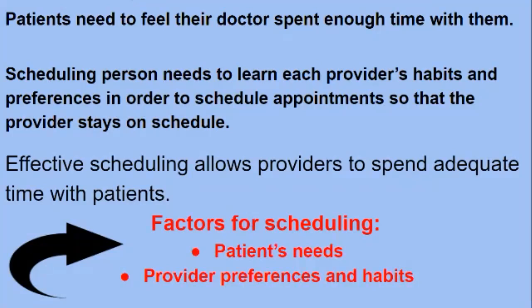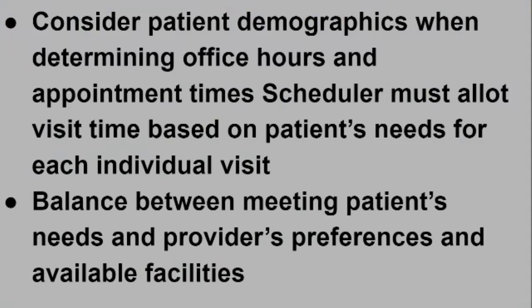Here are some factors for scheduling. You have to consider the patient's needs, and you also have to consider the provider's preferences and habits. You need to consider patient demographics when determining office hours. An appointment time scheduler must allot visit times based on patients' needs for each individual visit. That's going to be a lot of established patients versus new patients and knowing how sick patients are that are coming in. You need a balance between meeting patients' needs and the provider's preferences and available facilities.